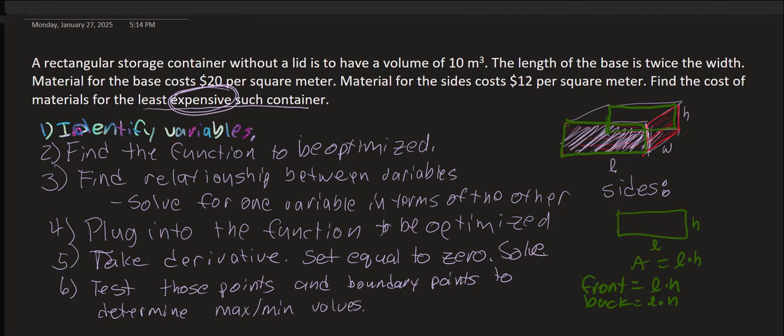Now let's look at the sides. So the sides are width times height. So the two sides, I'll just say side 1 is width times height and side 2 is width times height. And now how about the base? The base is the bottom part, and that's the length times the width.